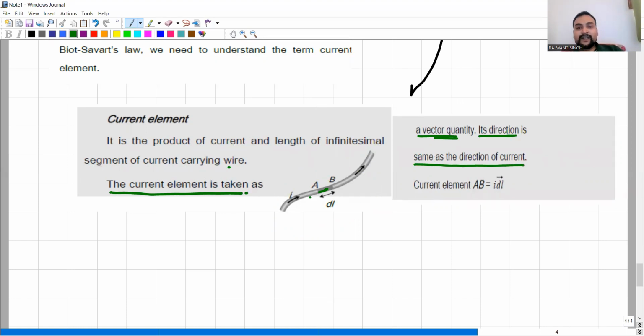So what is the current element here? Current element is I into dl, and this whole thing is a vector, so you need to draw a vector on the top. So this becomes your current element. Now, based on this current element, what will be the value of the magnetic field at this point?